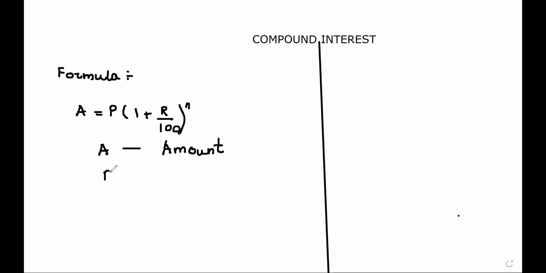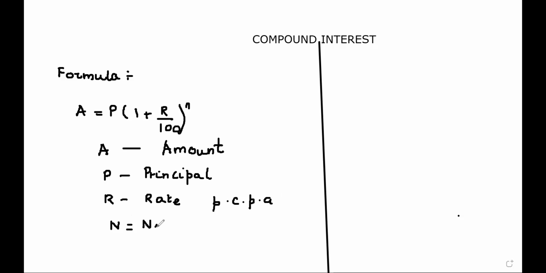P, we have learned before, is the principal, that is the amount that we invest. R is the rate of interest. What is the rate of interest? The unit is generally percent. What is the rate for a year? So it is called percent per annum, right? And N is the number of years for which the investment is placed. So N equals number of years.